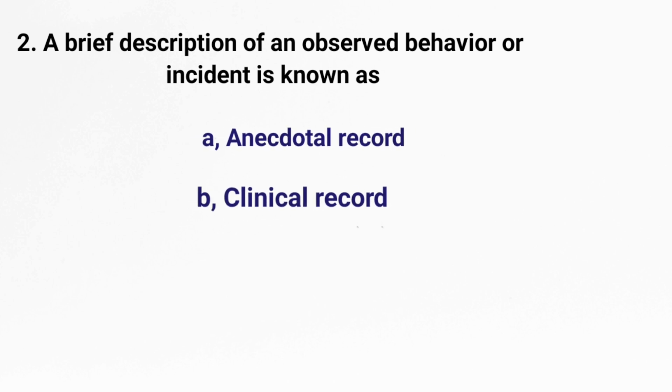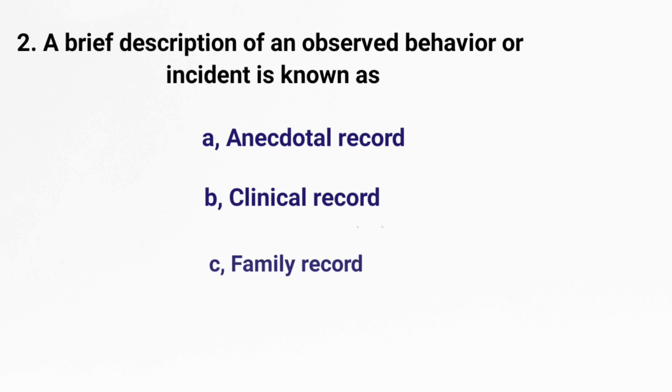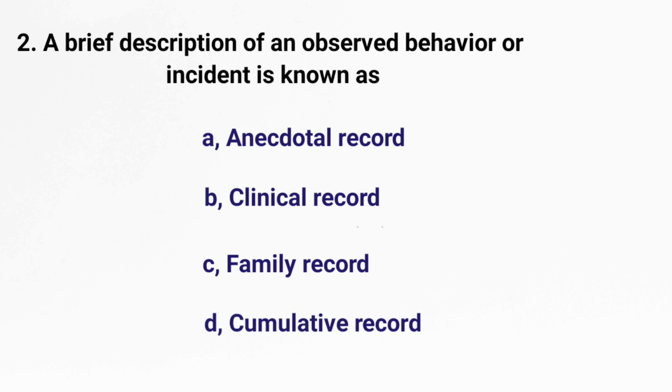Question number 2. A brief description of an observed behavior or incident is known as: Option A. Anecdotal record. Option B. Clinical record. Option C. Family record. Option D. Cumulative record.